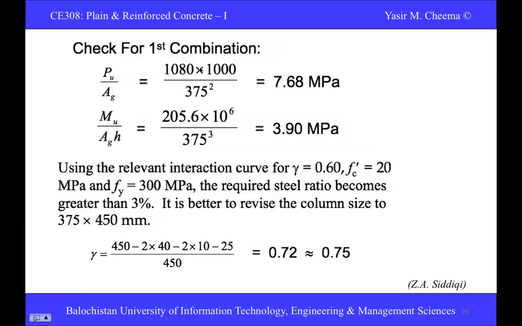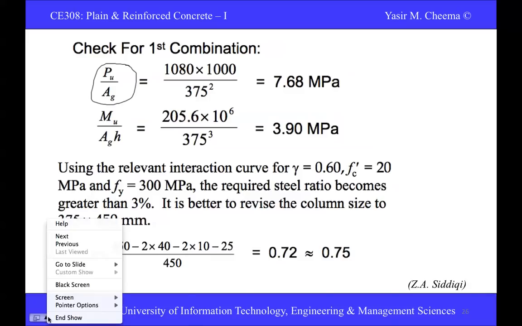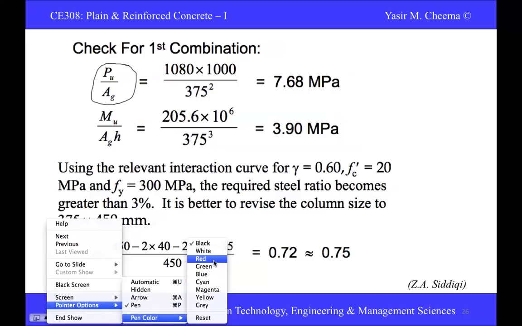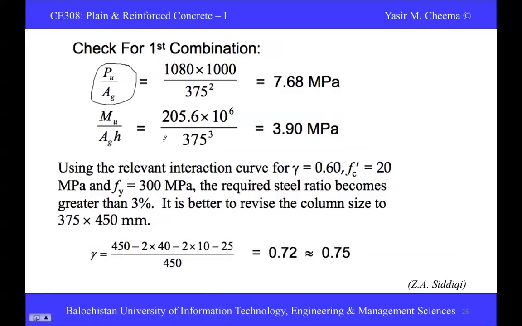So here we first check for the first combination, and the check is we find the value of Pu over Ag. And we know the value of Pu, right? And similarly for the value of this one. So here we need to check these values from the column interaction diagrams. I haven't put them in the selected slides here, but I will give you the column interaction diagram in separate notes, so you can find it there.